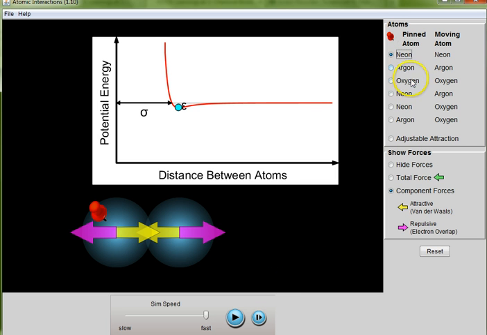Okay, so what can we say about this? We can say that the magnitude of the forces is also related to the strength of the bond. Strong bonds will have strong forces, weak bonds will have weak forces, both attractive as well as repulsive forces, correct?